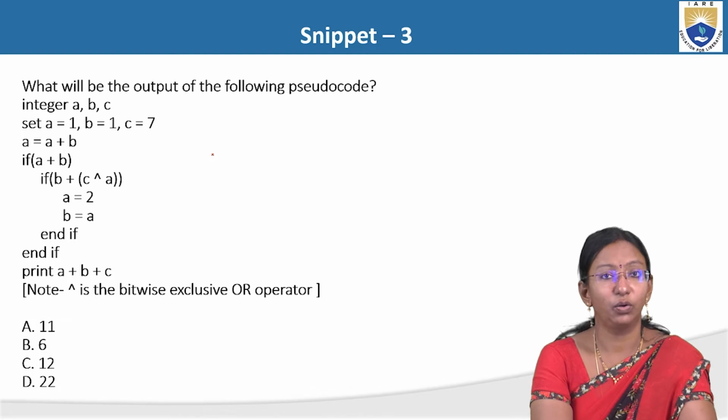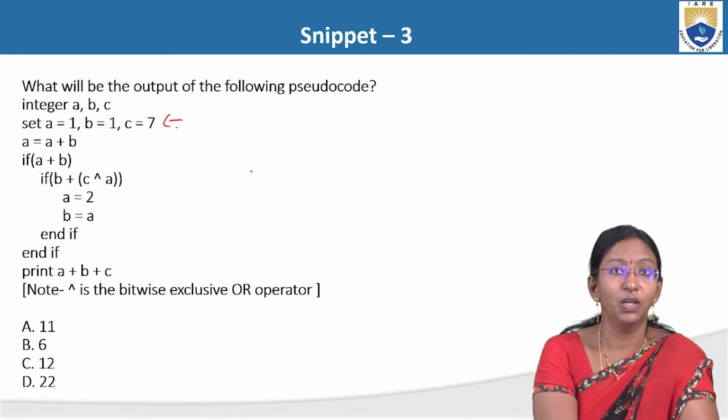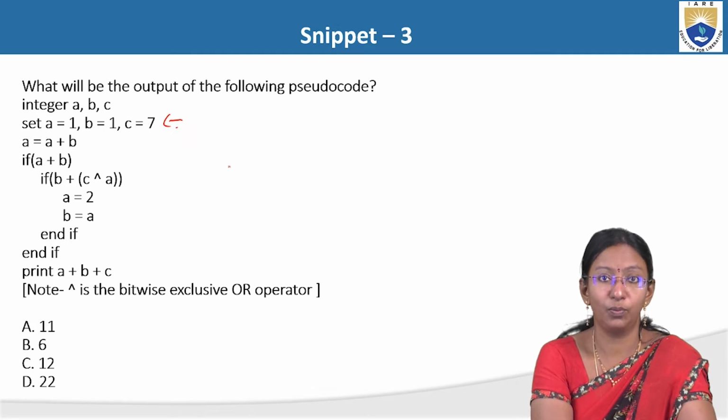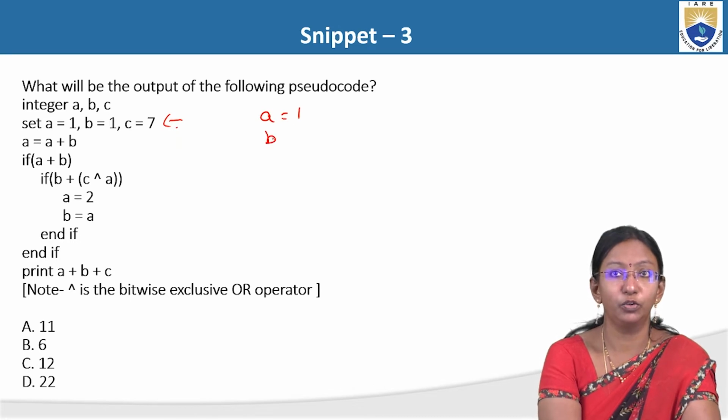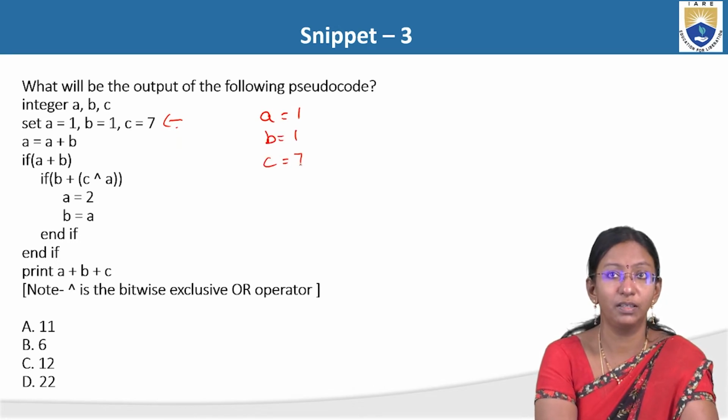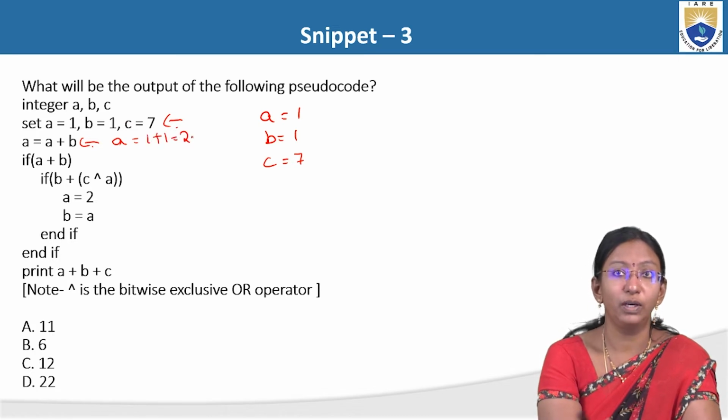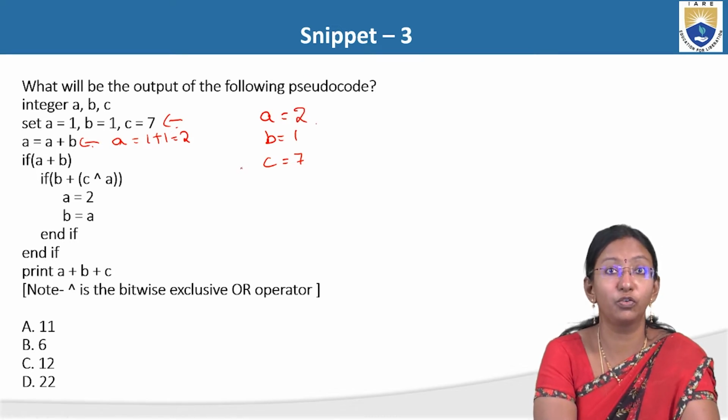Even in the pseudocode, they are talking about 3 variables, A, B, and C, and they are initialized as, so this is the set statement, guys. So A is 1, B is 1, and C is 7. So let me handle this in terms of memory. A is 1, B is 1, and C is 7. Now in the second statement, they have changed the value of A as A plus B, that is 1 plus 1, which is 2. So in the memory, the value of A will be overwritten by 2. It is no longer 1.